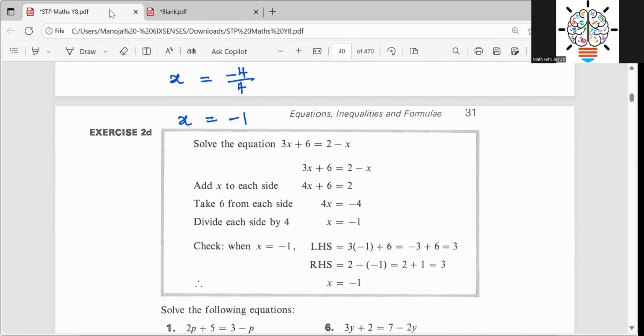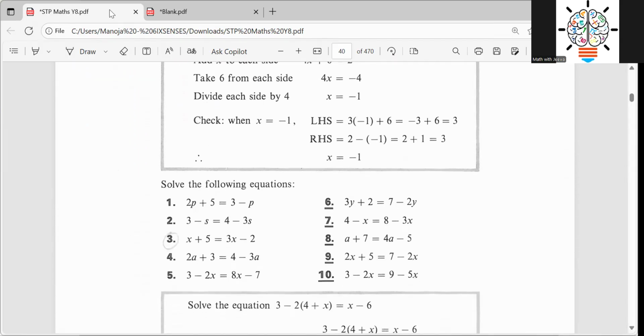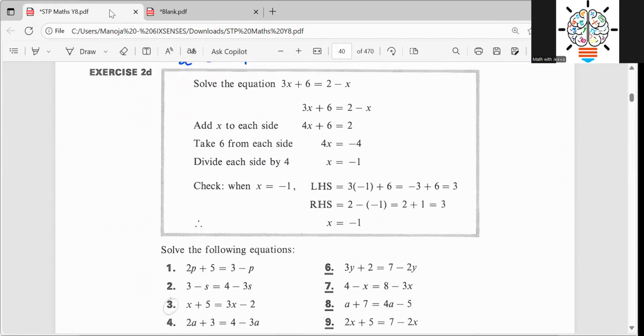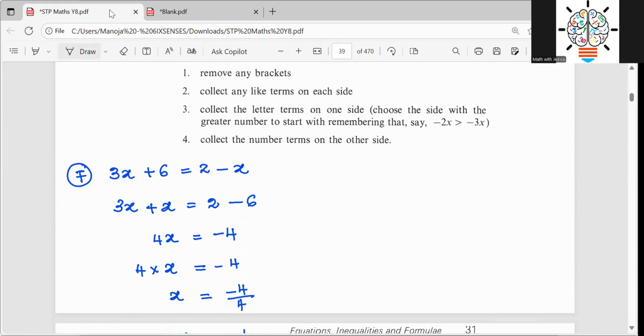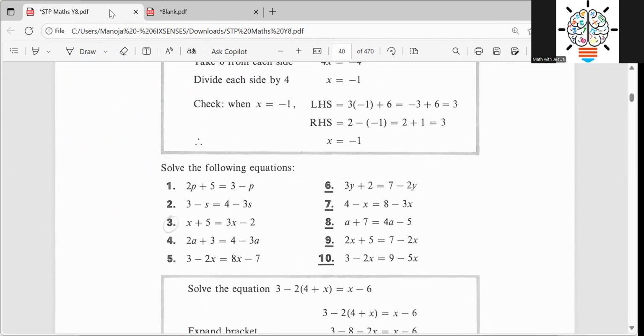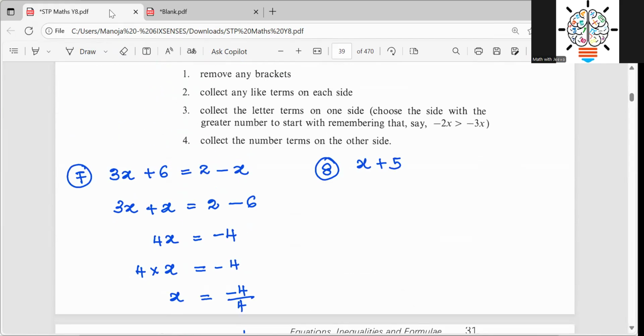We will take another example. So then I'll take this one. Let's say the third one, x plus 5, 3x minus 2.